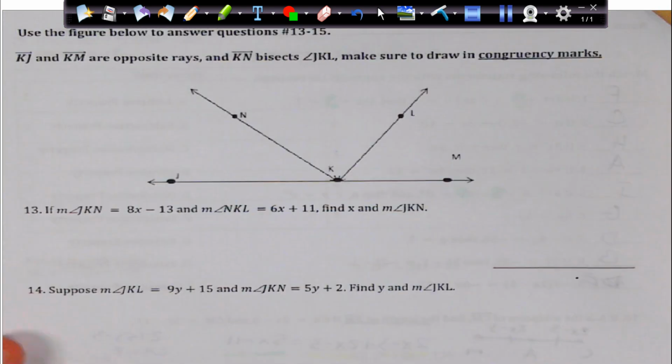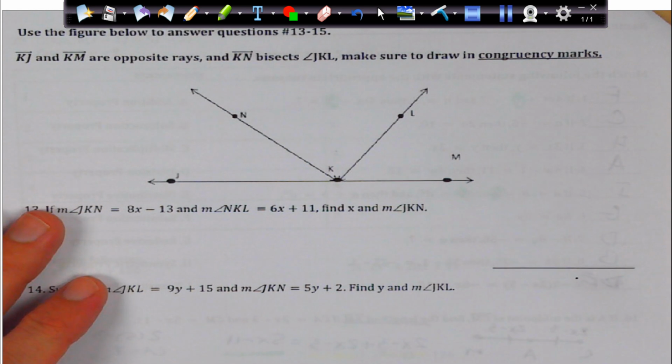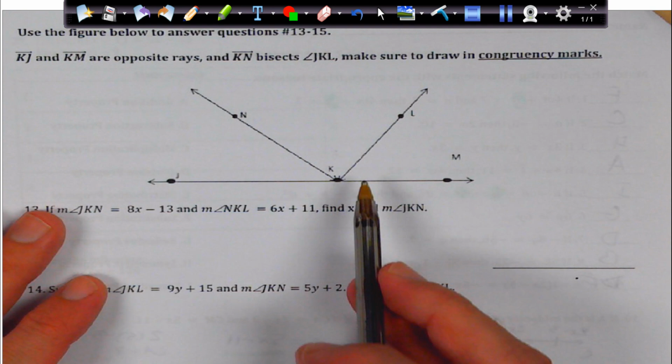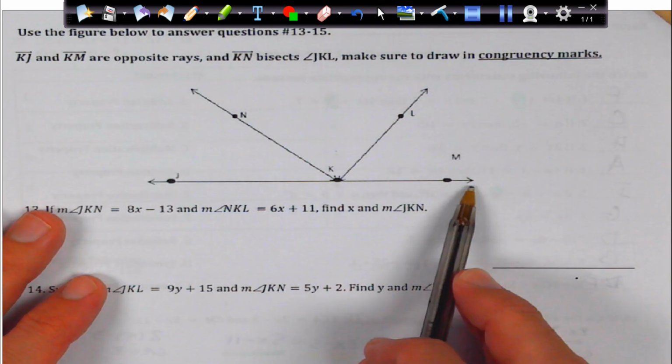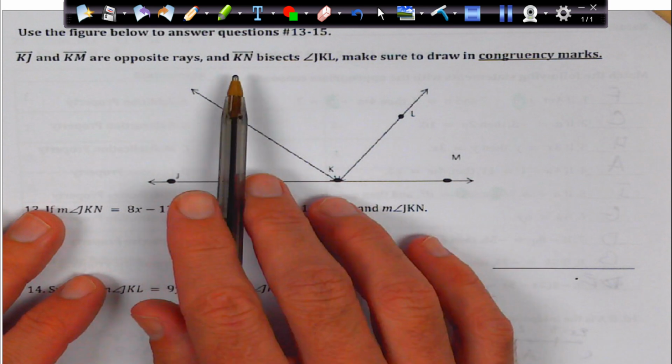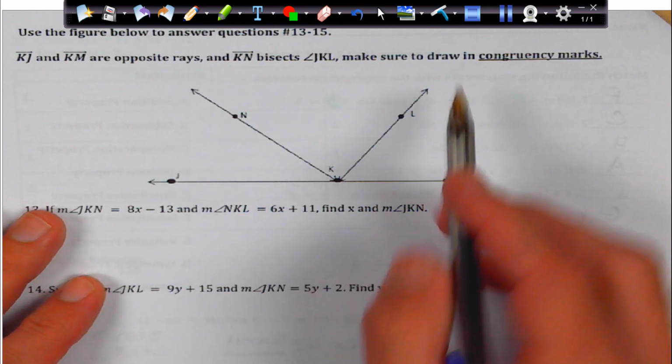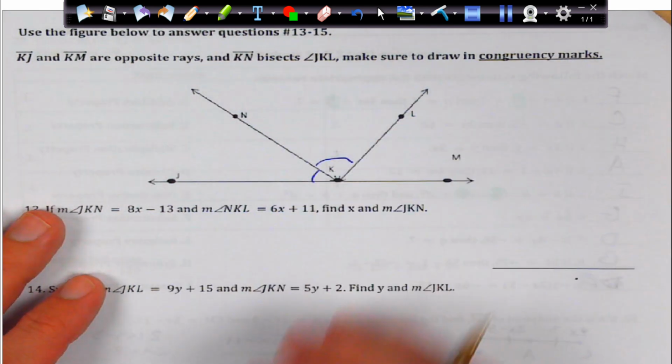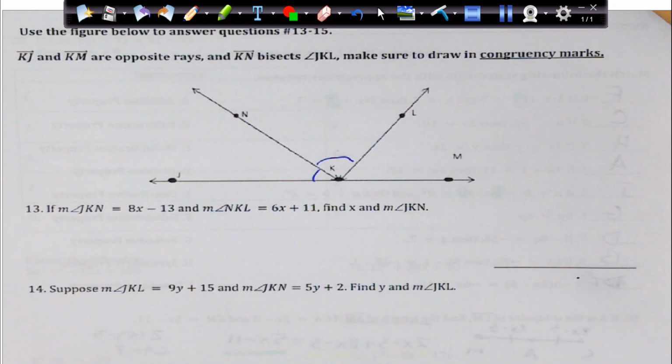Alright, so this picture we use multiple times, so I'm going to switch over and use a pencil if I have one. So if I can make some adjustments. But this first part's going to stay the same, so I'm going to mark it. KJ and KM are opposite rays. We know this is 180 degrees. KN right here bisects KJL, so I know these angles are congruent. And now let's do everything else in pencil.